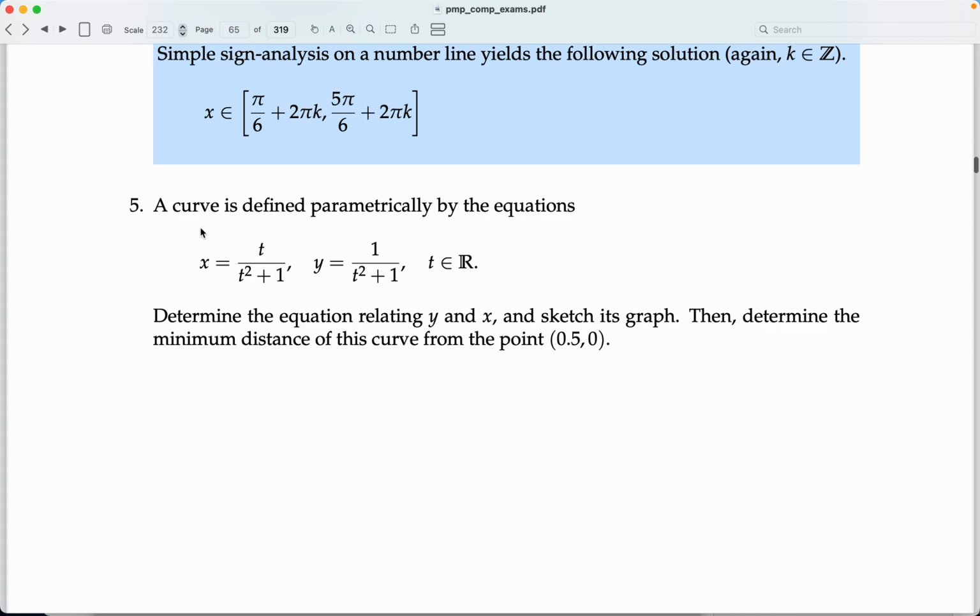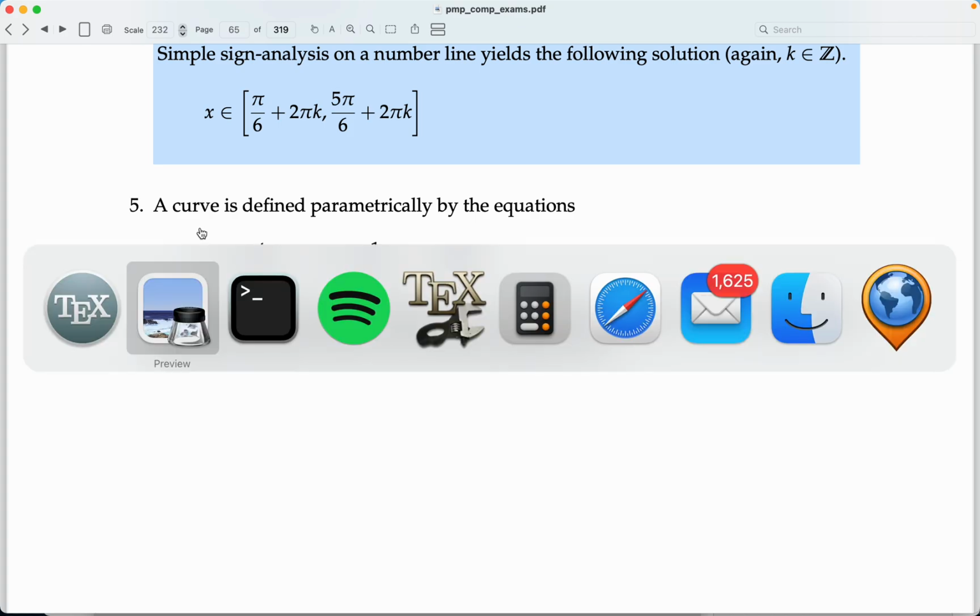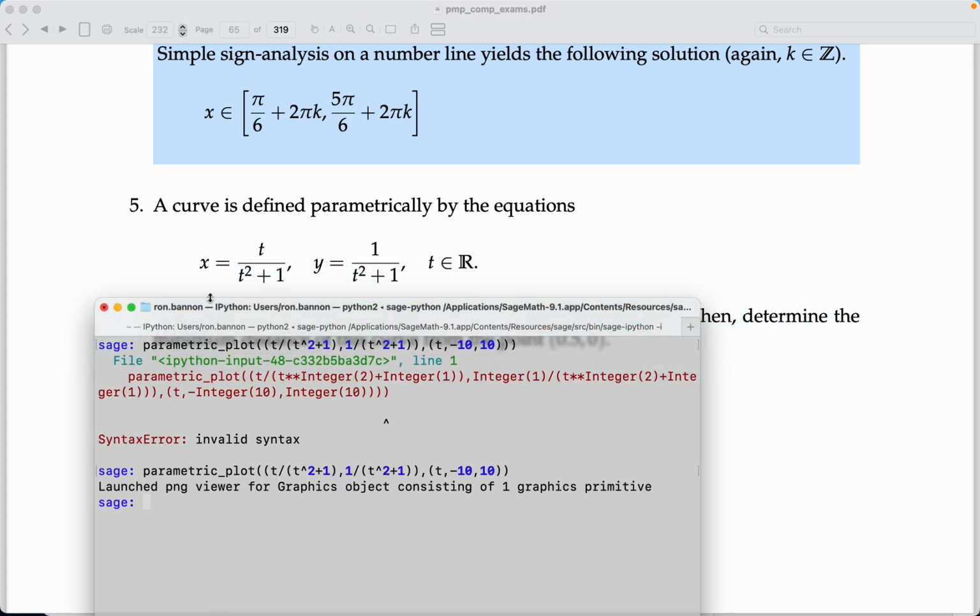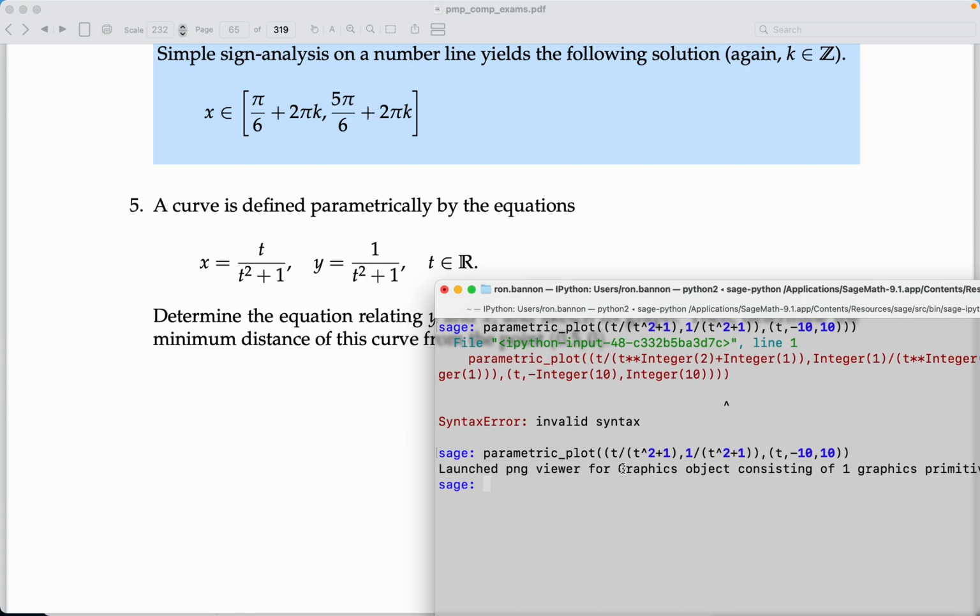And what we did is we just plotted that in. Let me just show you that again. The x was t over t squared plus 1, and the y was 1 over t squared plus 1. Definitely looking at that, they say t is all real numbers. I just simply said just go between minus 10 and 10. And again, you can play with those parameters if you want.